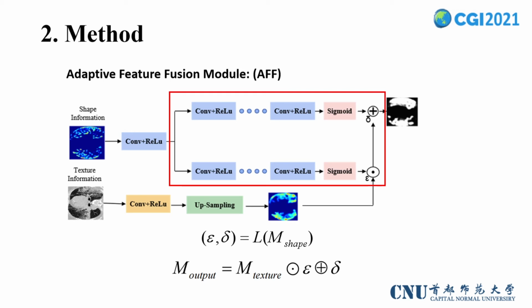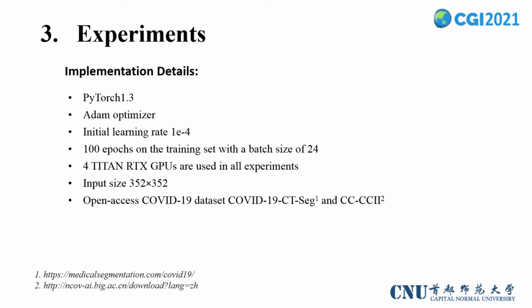The next is the experimental part. As shown in the picture, implementation details are as follows. We use PyTorch 1.3 to implement the entire model. We conduct ablation studies on the different designs to prove the effectiveness of our BDFNet, including the TA model and the AFF model.